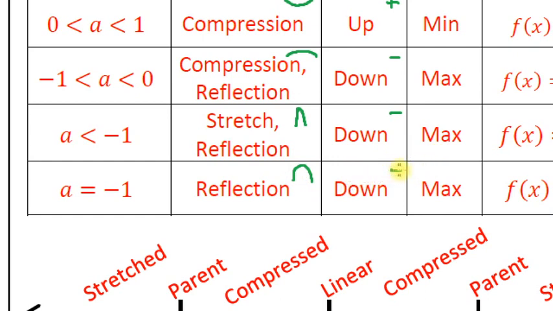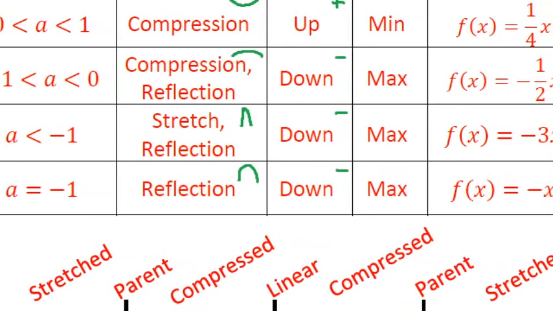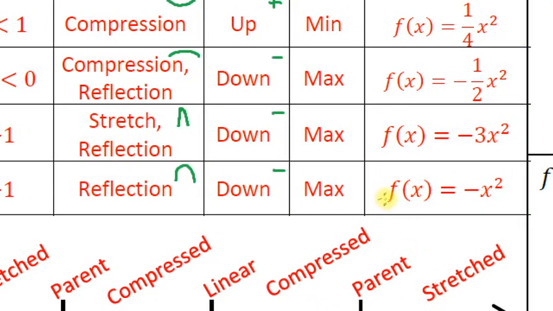Down because a is still negative. That means the vertex is on top, or the maximum, and there is your possible function. F of x is equal to negative x squared. You can see that the a value is just negative 1. All right.